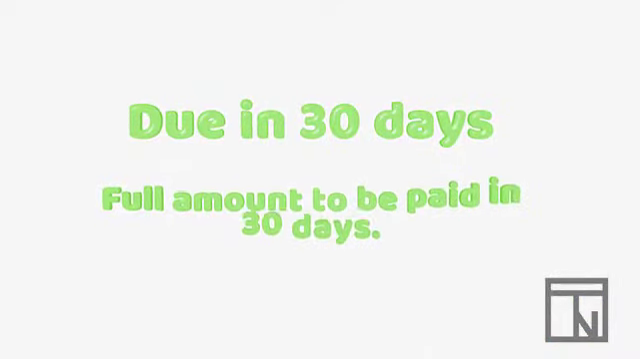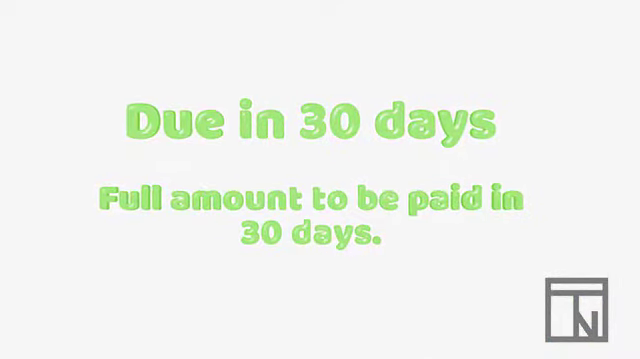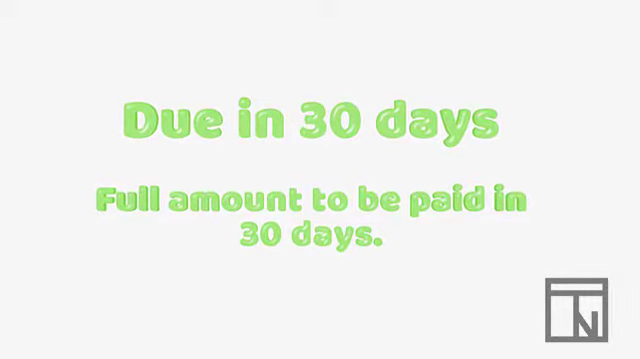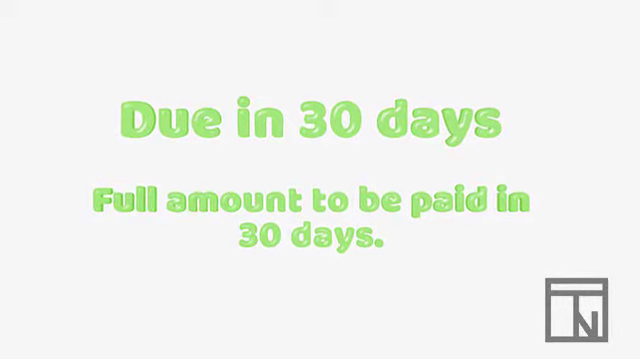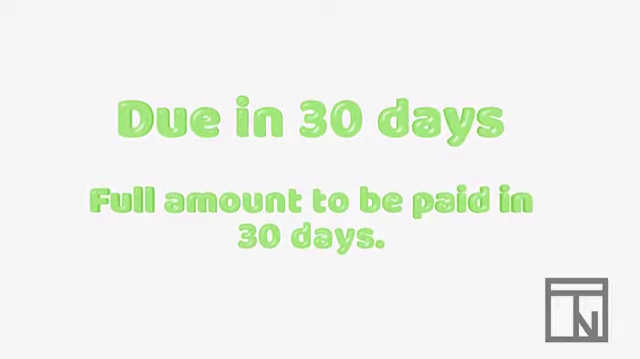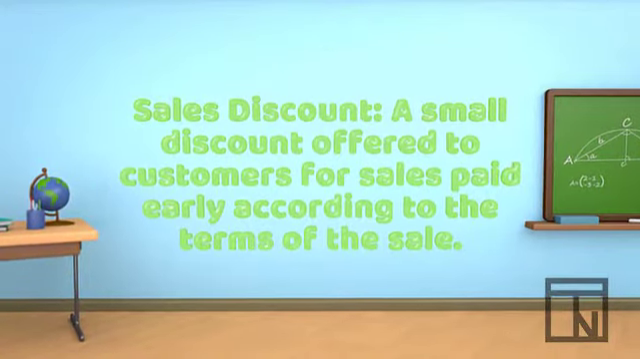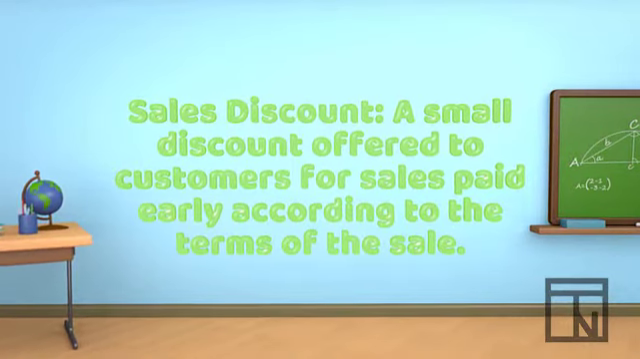For many invoices, the terms are simple and state only when the full balance is due back. For example, an invoice might have terms that state it is due in 30 days. That means that the customer must pay the full amount in 30 days. Sometimes, however, the vendor doesn't want to wait the full 30 days. They'd rather have the money sooner.